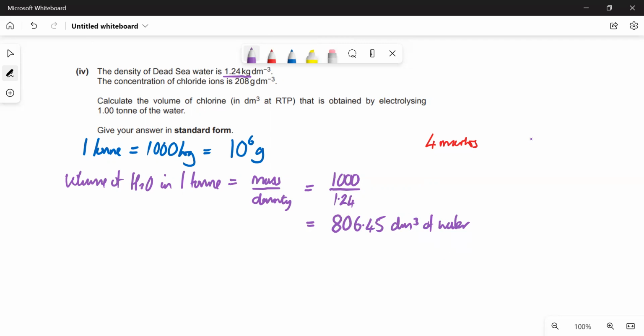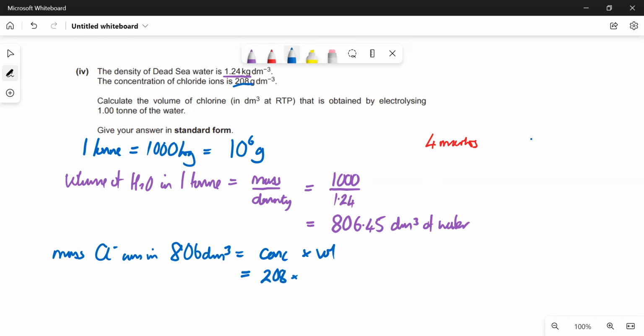Okay, so now we need to do the mass of the chloride ions in that much water. So the mass of Cl minus ions in 806 dm cubed is equal to the concentration times the volume. The concentration in grams per decimeter cubed is 208, and the volume is 806.45 dm cubed. That gives us 167,741 grams of chloride ions. Right, now we need to work out the number of moles of chloride ions. Let's do that.